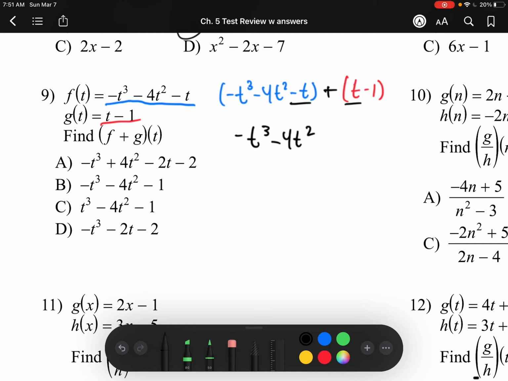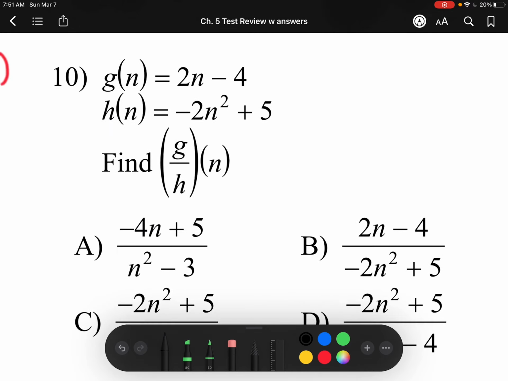And then I have negative t plus t. That means the t's cancel each other out, right? Think of this as negative 1 plus 1 is 0, so these eliminate each other. And then I have plus negative 1. There's no constant over here, so it's 0. 0 plus negative 1 is negative 1, right? And so this is our answer right here, and that is option B. Negative t cubed minus 4t squared minus 1.